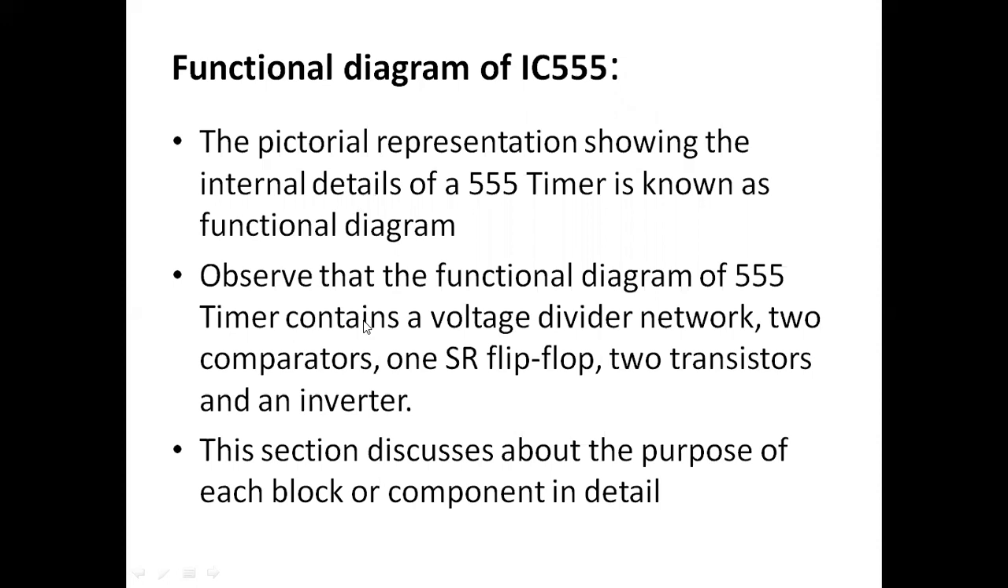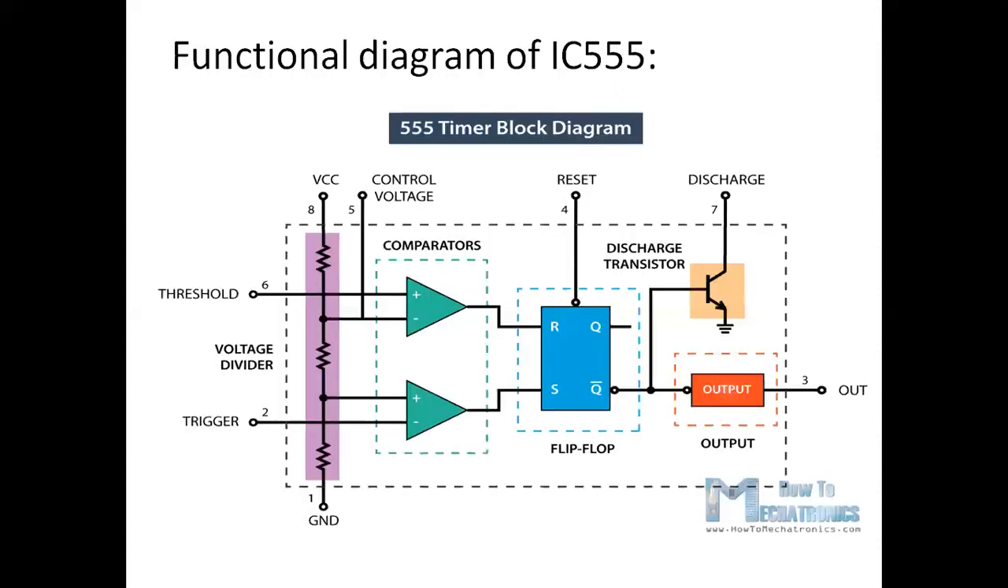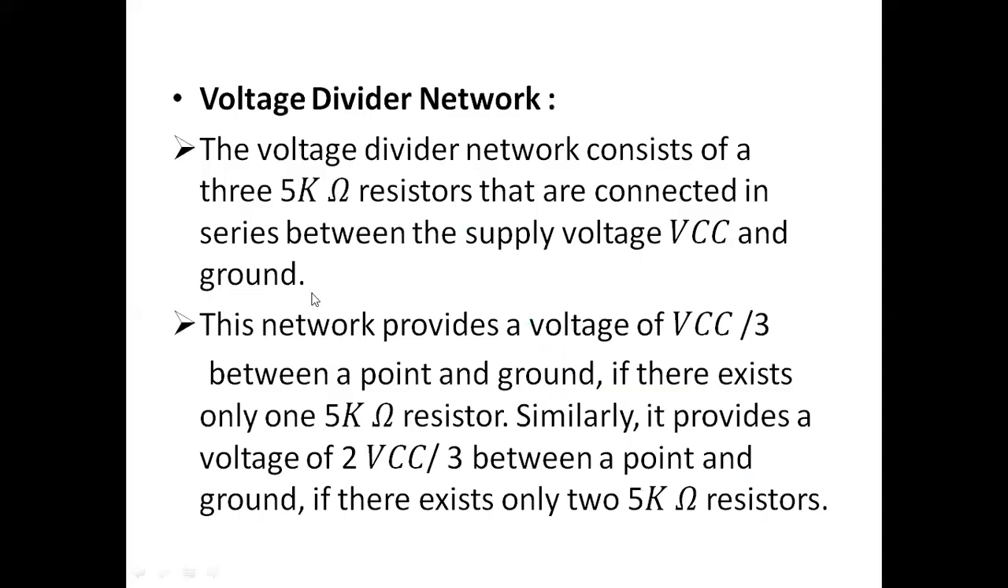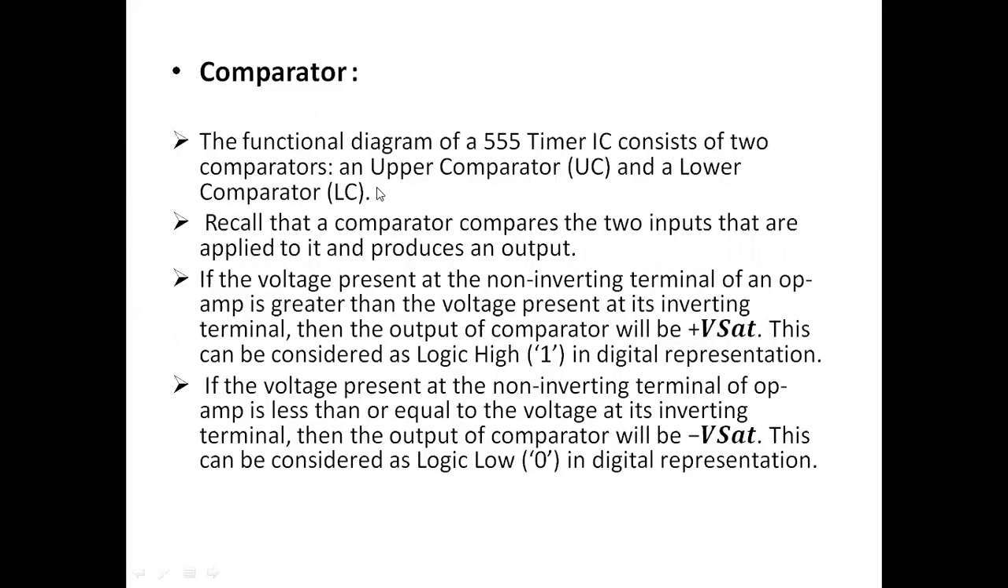Mainly, we have a voltage divider network, 2 comparators, 1 SR flip-flop, 2 transistors, and 1 inverter. So this is the functional block diagram, and we discussed the operations performed by each and every block. The voltage divider network mainly consists of 3 resistors of 5 kilo ohms each. Because of this voltage divider network, we have reference voltages, 1/3 VCC and 2/3 VCC, at the inputs of the upper and lower comparators.